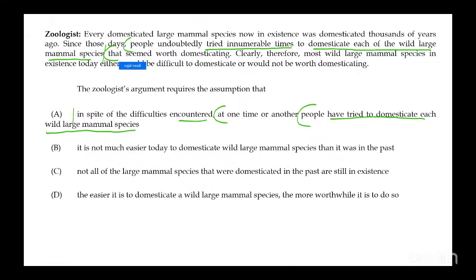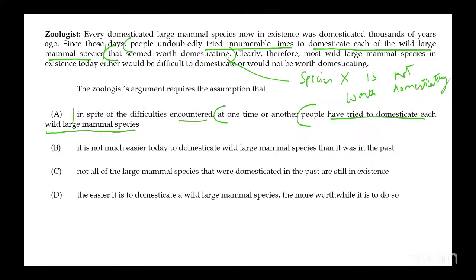That seemed worth domesticating, right? So it's like they tried domesticating each species that seemed worth domesticating. And I'll use an example. For example, there is this species X. They find it not worth domesticating, right? Not worth domesticating. So they'll not even consider it. They'll not try domesticating it, right?